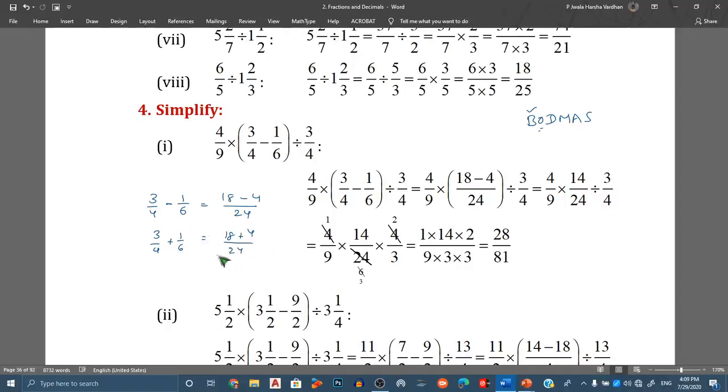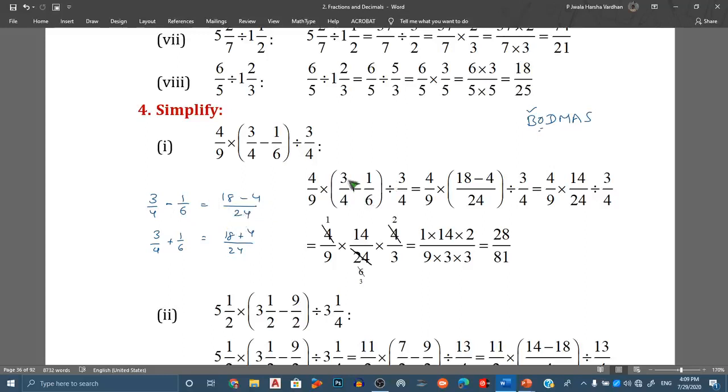So this is the addition. Like this you can do the addition. If it is subtraction, you have to do it like this. This method is for two fractions only. If there are more than two fractions, you have to use the LCM method. For two fractions you can also use the LCM method, but this is easier than the LCM method.